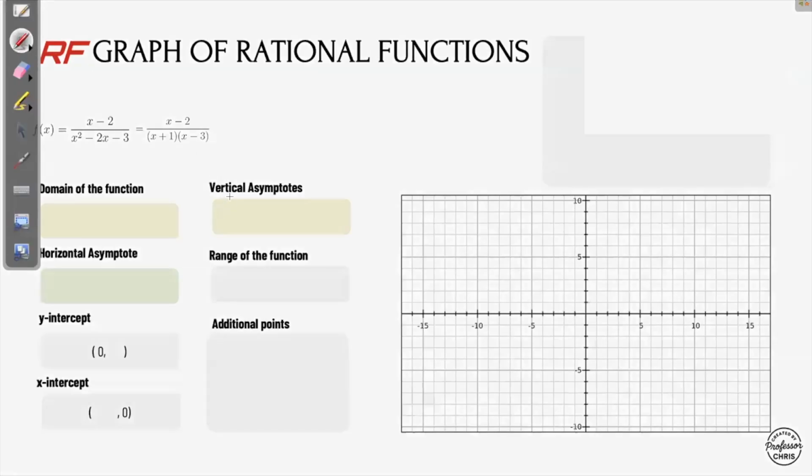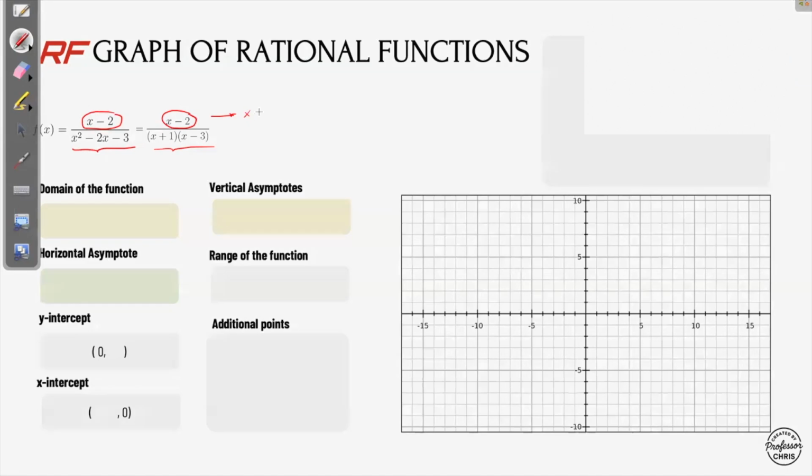Now let's say we have a function that has two vertical asymptotes. The first thing that you need to do is factor the function. Since we only have x minus 2 in the numerator, we're going to keep it that way. And x squared minus 2x minus 3 can be factored as x plus 1 and x minus 3.